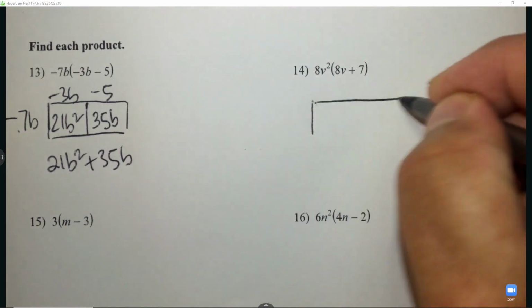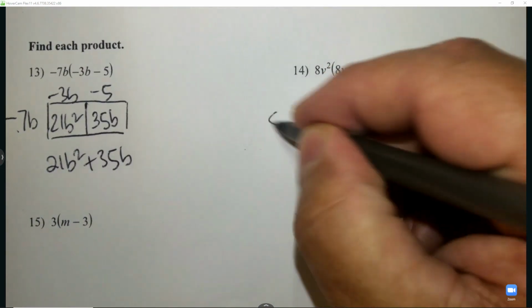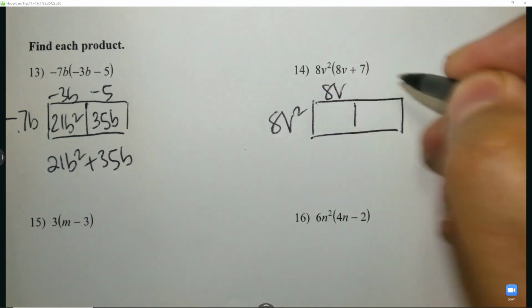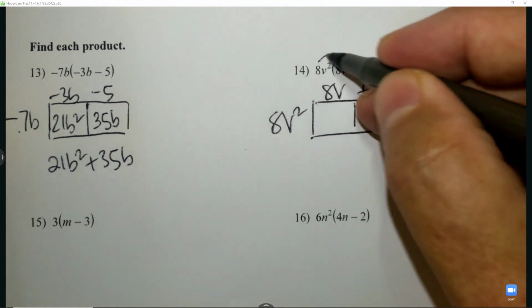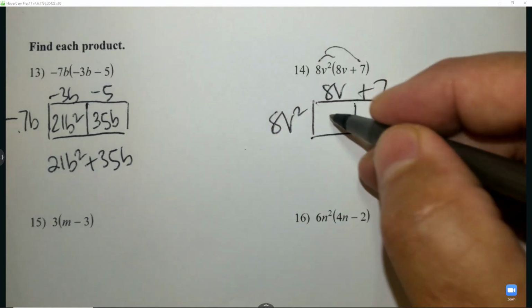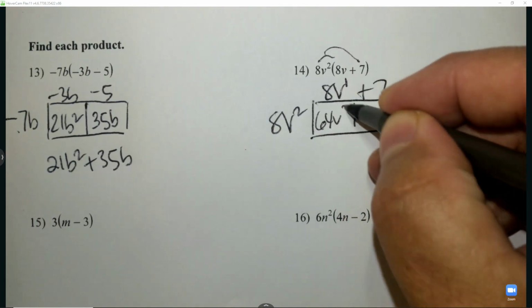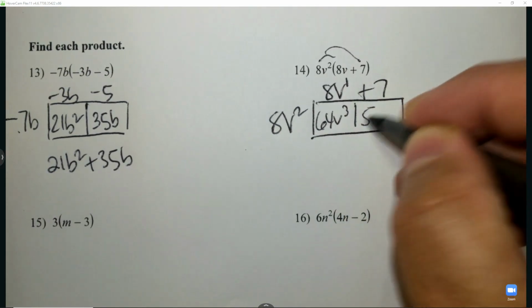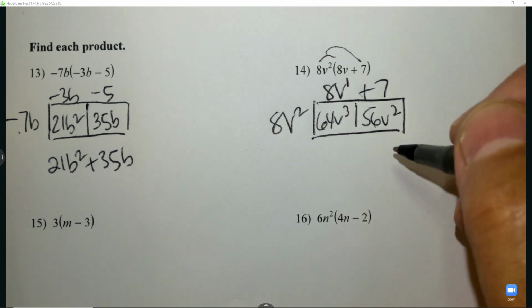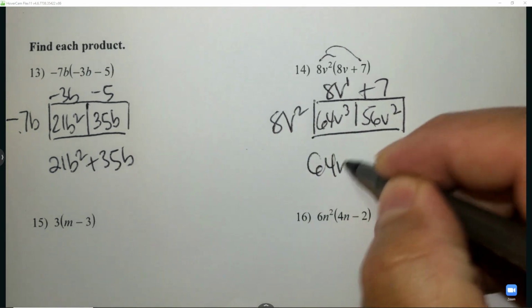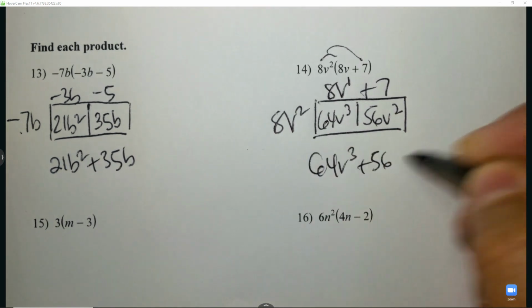Again, I'm going to draw a rectangle. We have 8v squared, 8v plus 7. You could also distribute and get the same answer. So 8 times 8 is 64. Remember, there's a 1 here, so you add the exponents. 7 times 8, and then there's no letter or variable to add, and that's your answer. So 64v cubed plus 56v squared.